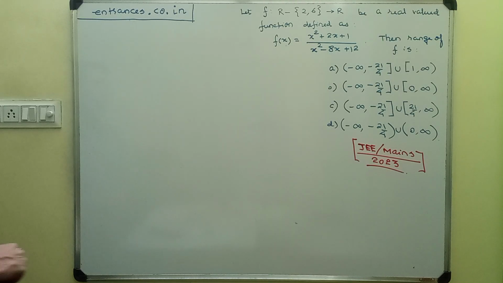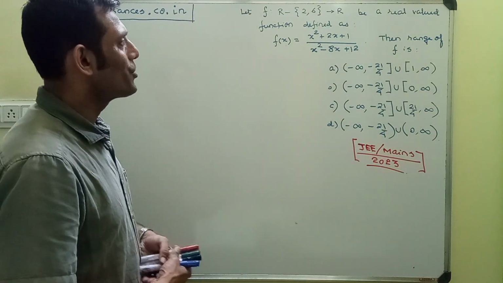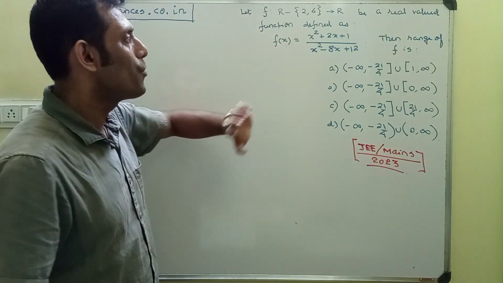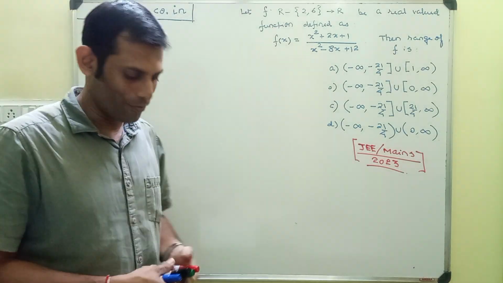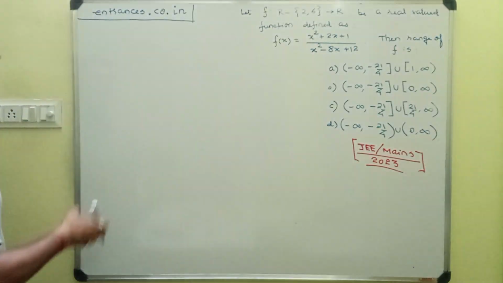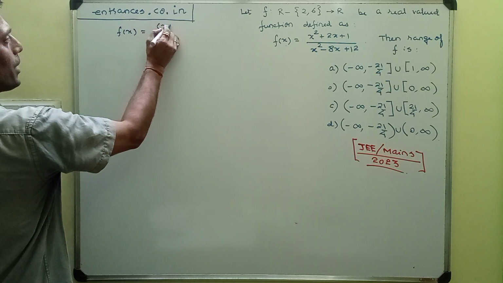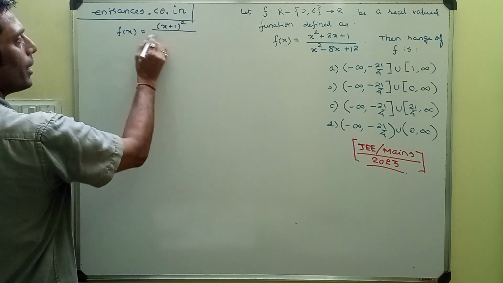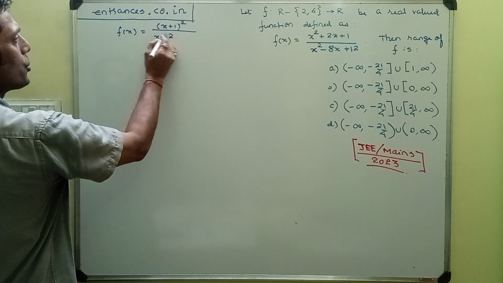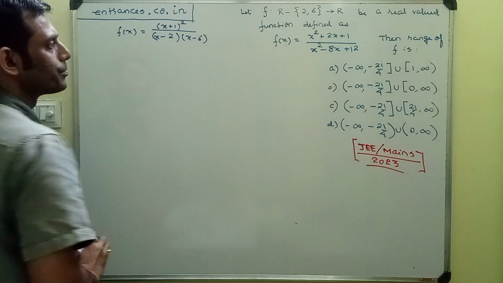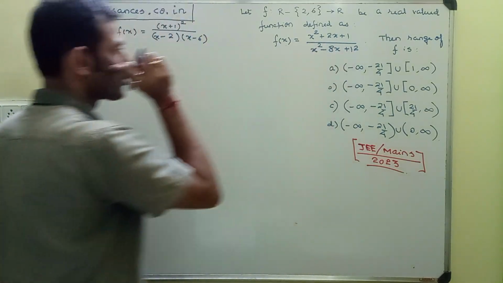This is a question from JEE Mains. A question on the range of this function. We definitely need a graph of this. This can be written as (x plus 1) whole square by (x minus 2) into (x minus 6). 2 and 6.